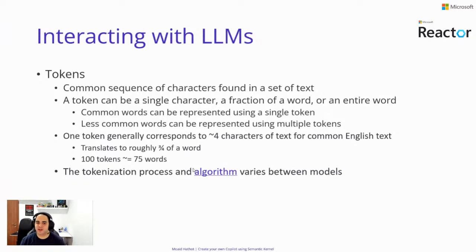So according to OpenAI, statistically speaking, each 100 tokens is about 75 words. There are libraries like tiktoken, or we can also use the one built into Semantic Kernel, in order to get a sentence and tokenize it.